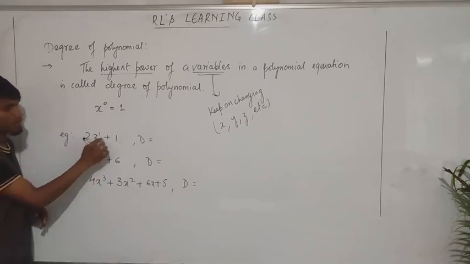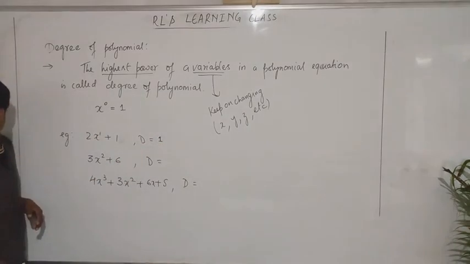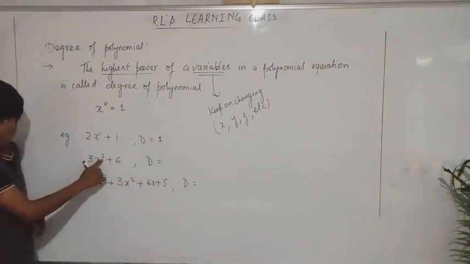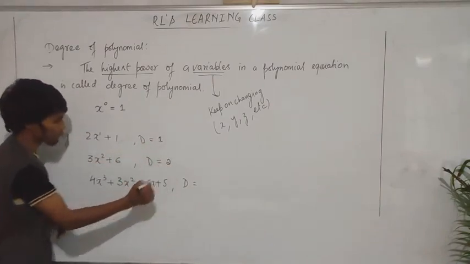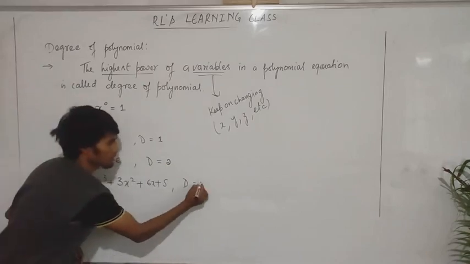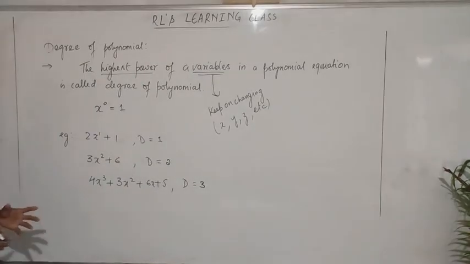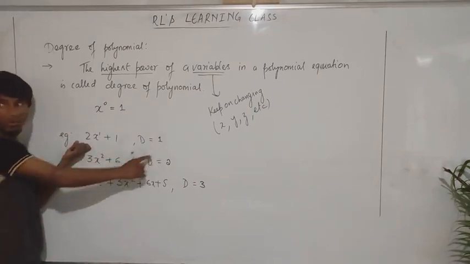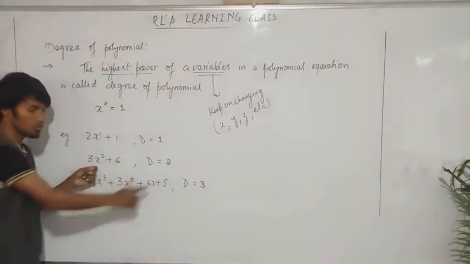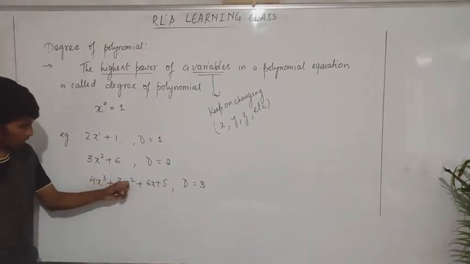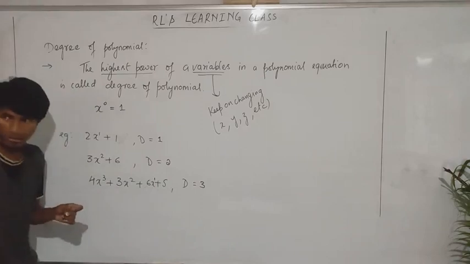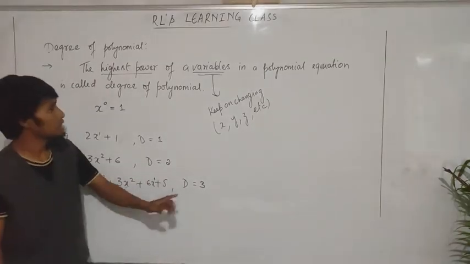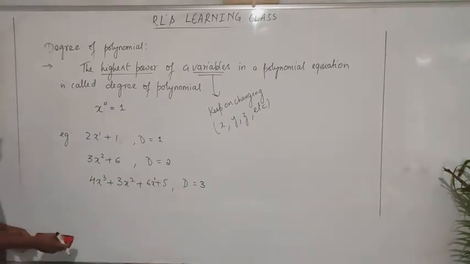Then here, what's the highest power? 1. Then what's the degree of this polynomial? 1. Then here, what's the highest power? 2. Then I put here 2. What's the highest power here? 3. If they ask what is the degree of the polynomial of this, the degree will be 1. The degree of polynomial for this will be 2. Then here, 2 is there, 1 is also there, but which one is highest? This 3 is the highest, and this will be the degree of polynomial. This will be the example.